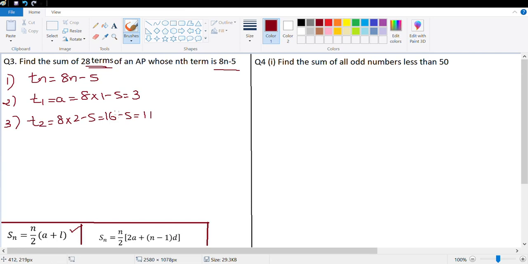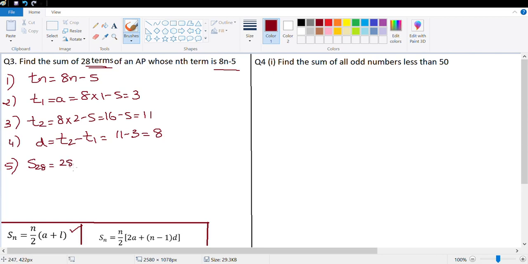So what we have is, oh sorry, common difference d. Why am I getting confused? Okay, so d is equal to t2 - t1, in this case 11 - 3, which is equal to 8. So let's calculate the sum of 28 terms.